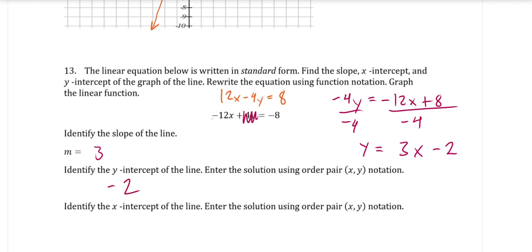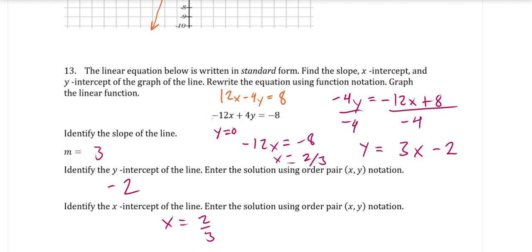Or here, dividing -8 by -12. Either way, if my y value is 0, I have -12x equal to -8, and dividing by -12 and simplifying, I have 2/3. So our x-intercept will be at 2/3.